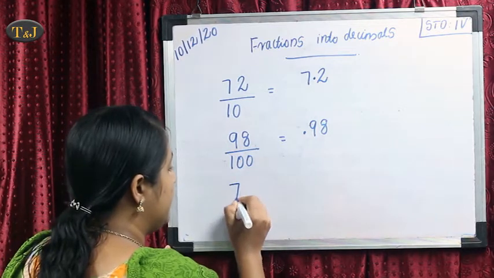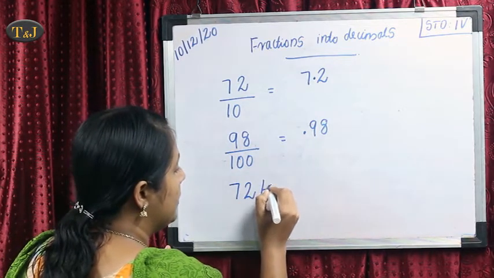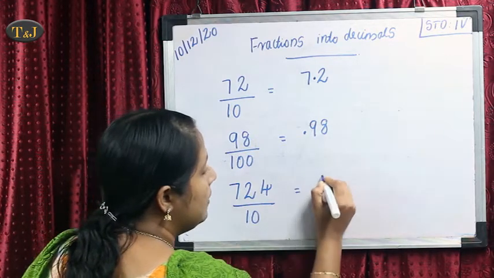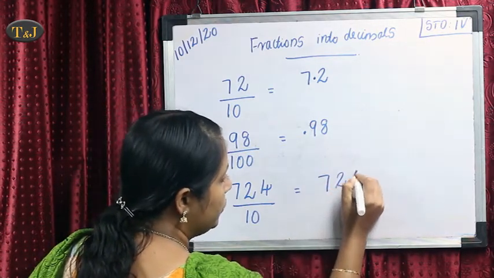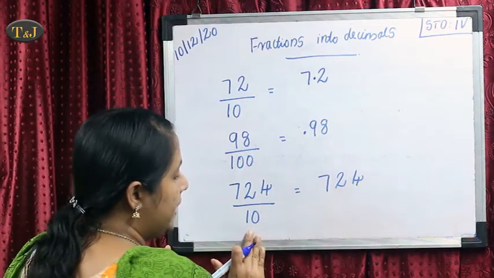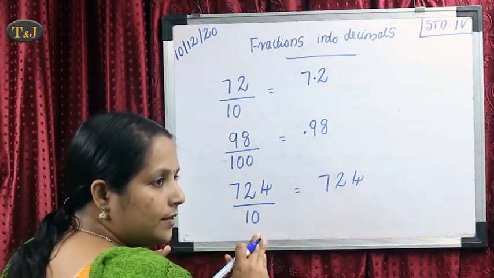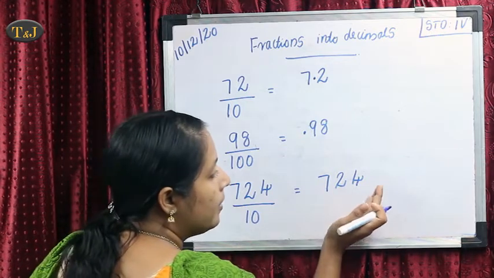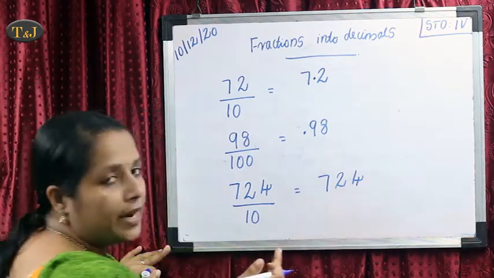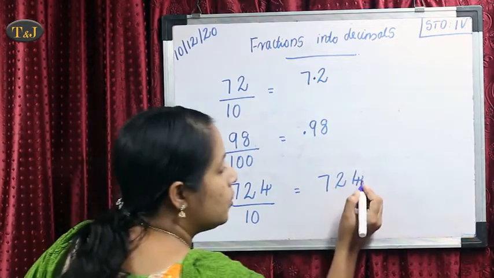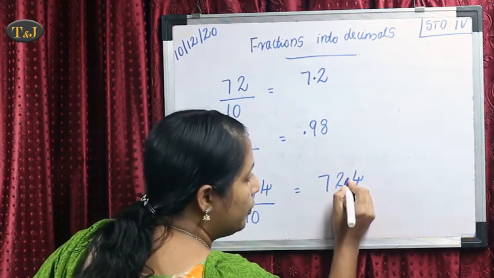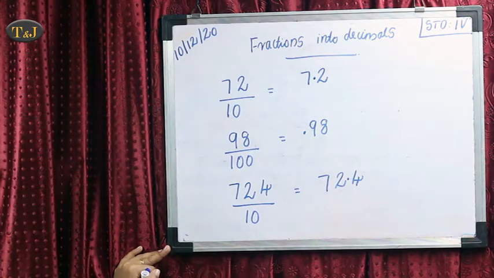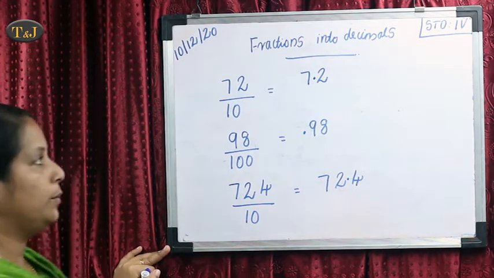Then one more example. Take the number 724 by 10. First we write the numerator, 724. Then take our denominator. How many zeros in our denominator? 1 zero. So we put the point after 1 digit from the right side of our numerator. Count the 1 digit, then put the point here. So 724 by 10 equals 72.4.